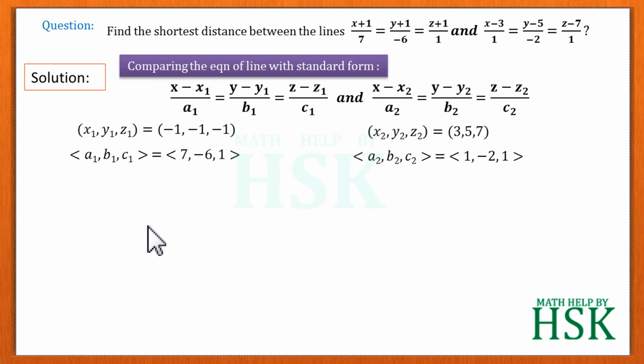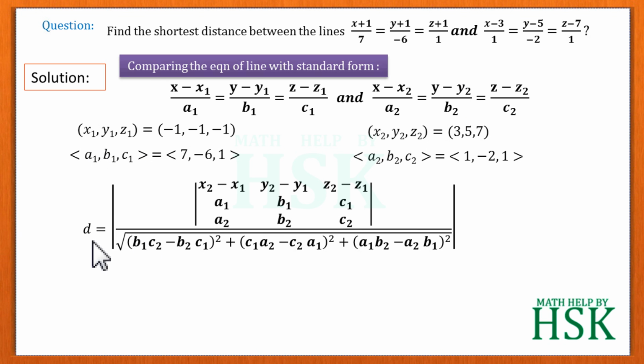The formula which is required is this: the shortest distance between the two lines is given by the modulus of this determinant, with rows x2 - x1, y2 - y1, z2 - z1; a1, b1, c1; a2, b2, c2, upon the square root of (b1c2 - b2c1) whole square plus (c1a2 - c2a1) whole square plus (a1b2 - a2b1) whole square.